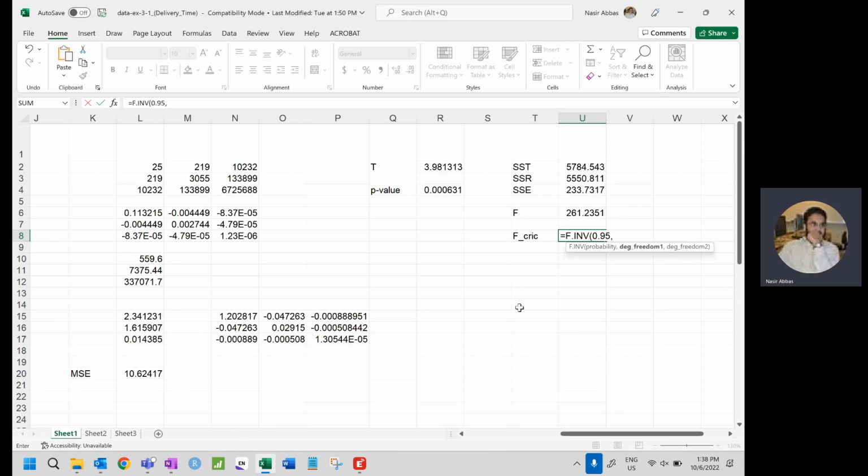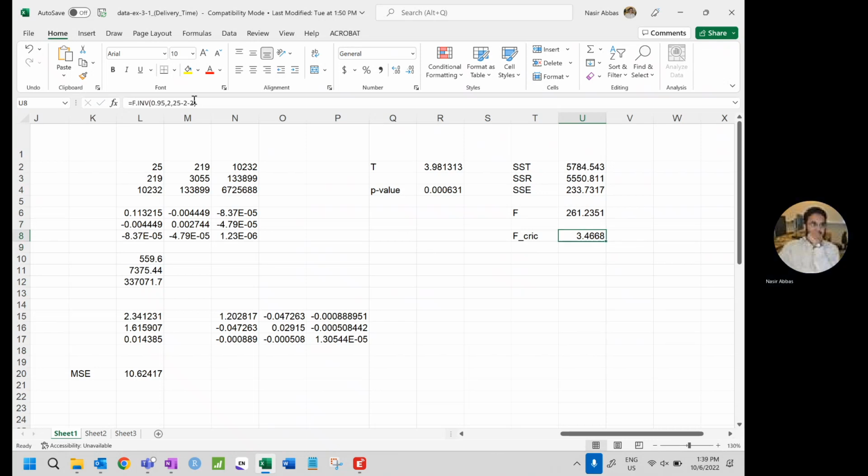V1 is K. What is K? 2. V2 is n minus K minus 1, 25 minus 2 minus 1. So the critical value is 3.44 something. Is 261 bigger than that? Of course it is. Which means if you use the critical value approach, you reject H0 at 5%.